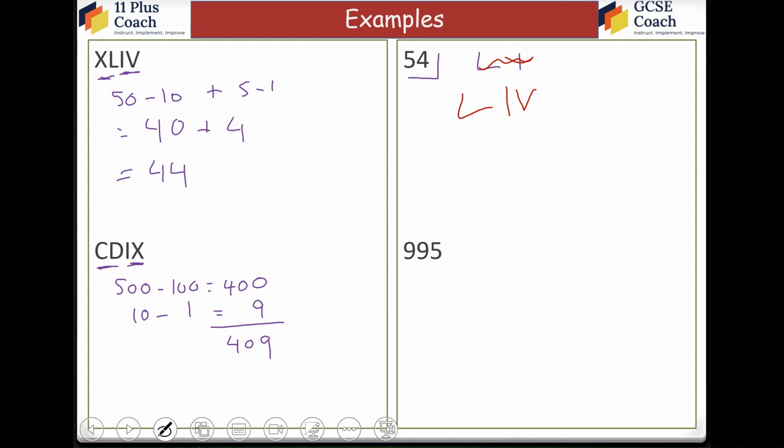The next one is 995. So the way to make this is split this up into 900 and the 90, then the 5. So 900 will be 100 less than 1,000, so that will be CM. Now the 90, that is 10 less than 100, so that will be XC. And 5 will be just the letter V. So when you put them all together, you get C, M, X, C, and V. That's your answer for 995. Hopefully that makes some sense.